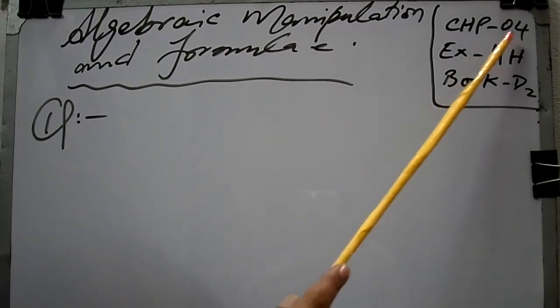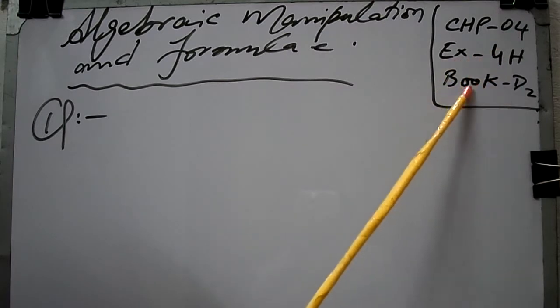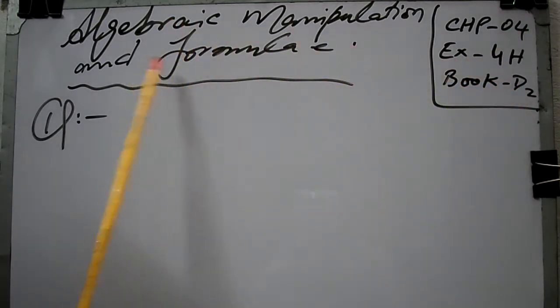Today we will discuss chapter number 4, exercise 4H, book D2, algebraic manipulation and formulas. Question number 1, read the statement. When 25 is added to a number and the result is halved, the answer is 3 times the original number. What is the number?